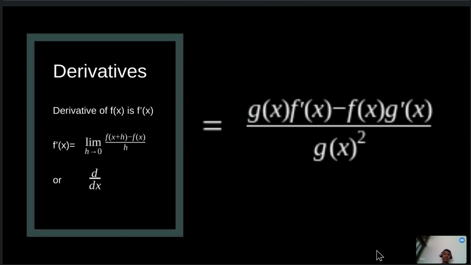And this results in g of x times the derivative of f of x, minus f of x times the derivative of g of x, divided by g of x squared. And we cannot factor this out, even though there's a g of x here and a g of x squared here, because this is the derivative of g of x.